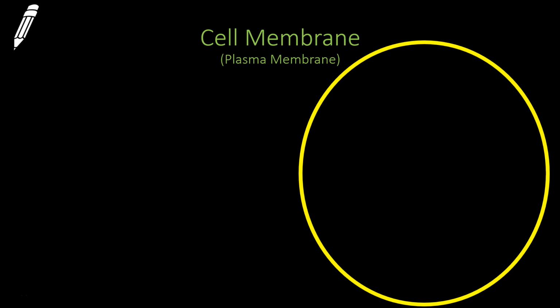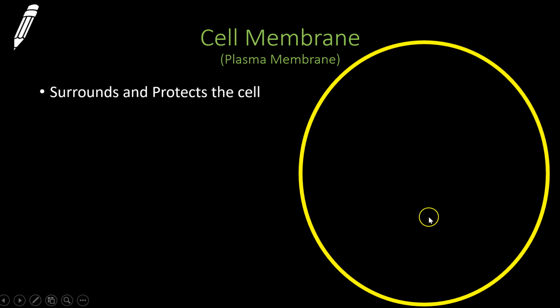First, let's go over the cell membrane. We're going to start from the outside area and work our way in. The cell membrane, or the plasma membrane, surrounds and protects the cell. It's this outer layer, and I want you to think of the cell membrane as similar to our skin. It acts as a barrier. It separates the outside environment from the inside environment. Why does it do that? It's trying to maintain a balance. It's trying to make sure that everything inside of the cell is at a perfect homeostatic balance.